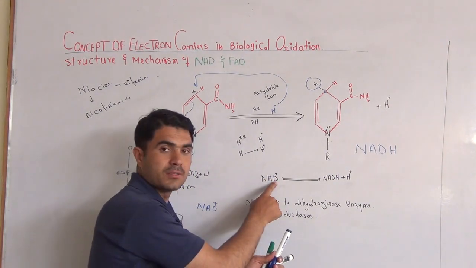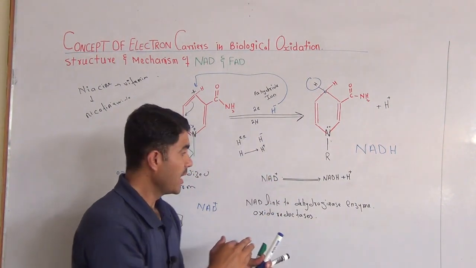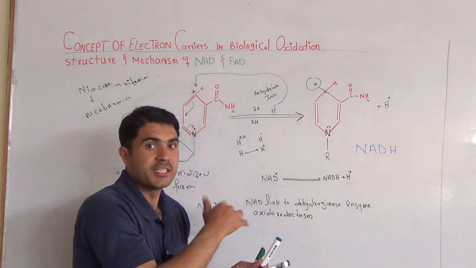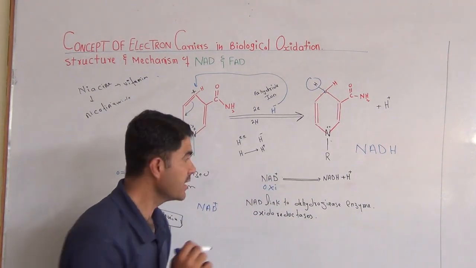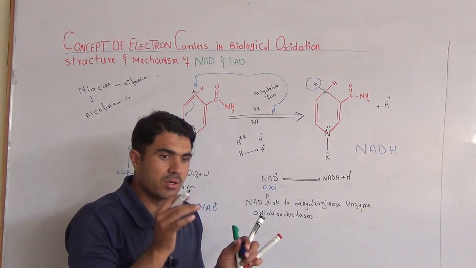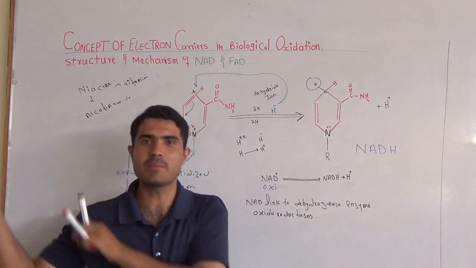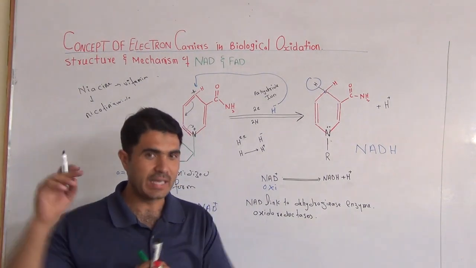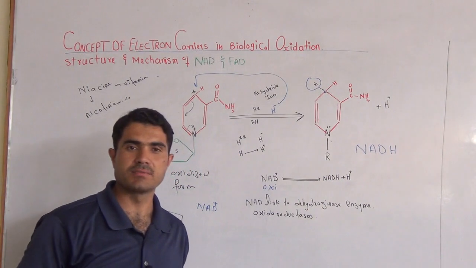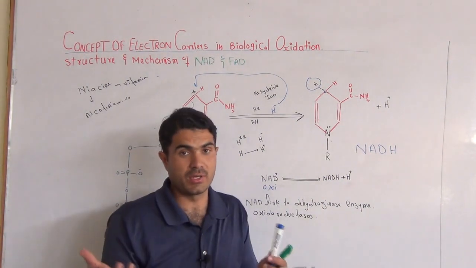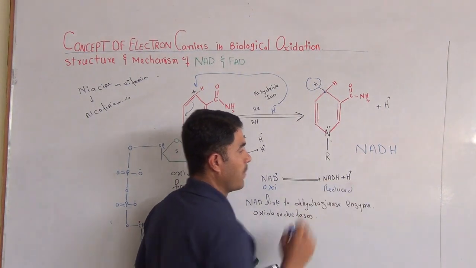When the electrons were removed from the nitrogen, then we write it NAD plus, which means the oxidized form of NAD. And when NAD gets electrons from somewhere, from the substrate, from the glucose, or from anything else, then it becomes NADH. Not only electrons, of course, hydrogen also. So this will be called the reduced form.